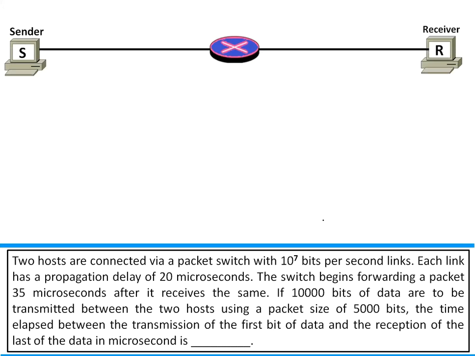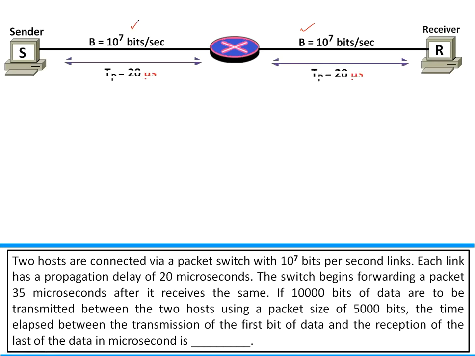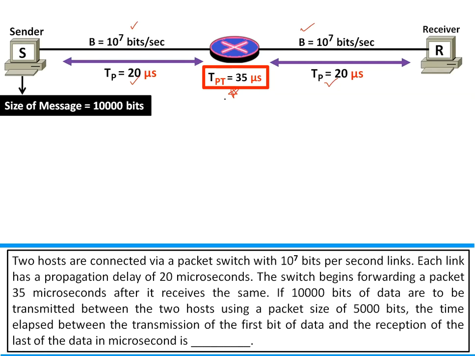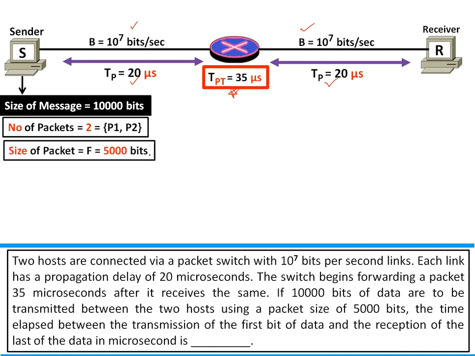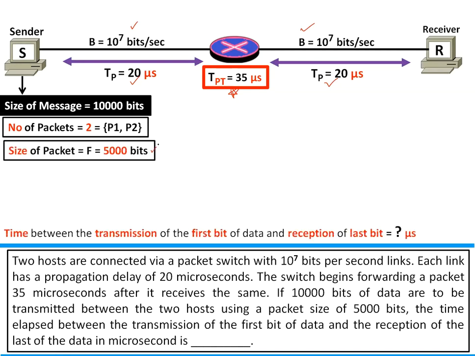Two hosts are connected through a switch. Bandwidth is given as 10 power 7 bits per second. TP is given as 20 microseconds. And processing time at the switch is given. That means the switch takes some time for processing, that is 35 microseconds, to forward a packet, that is a frame. Size of message is 10,000 bits.